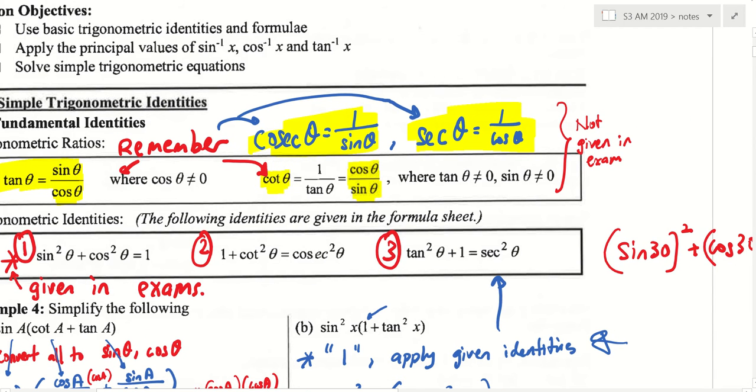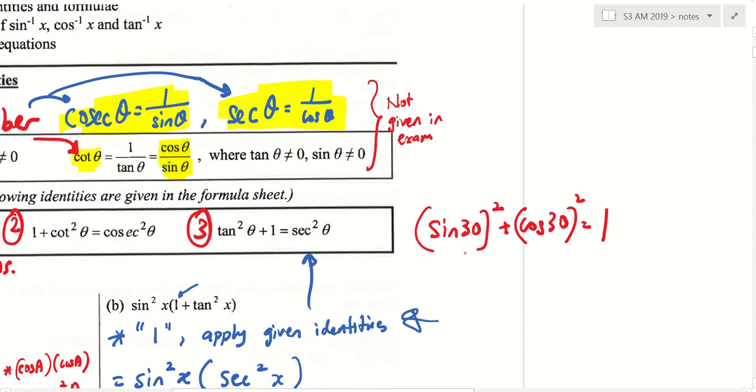This one means when I go to the calculator, you press bracket sine 30 close square, plus bracket cosine 30 close square, equals to what? And this angle can be any angle. You try 29 also same. You try 58 also same. You try 99 also same. As long as both angles are the same, it is always equals to 1.